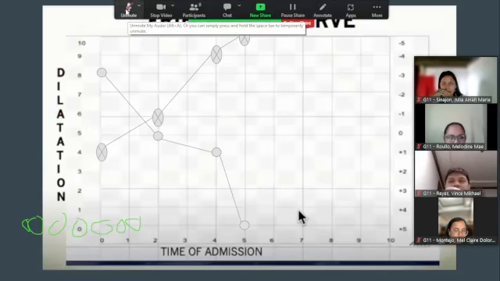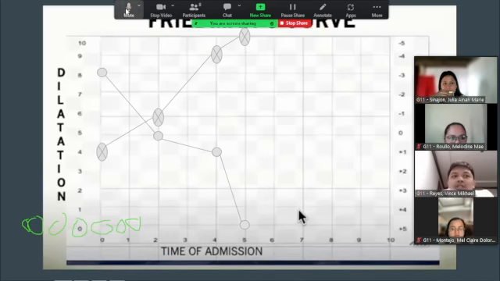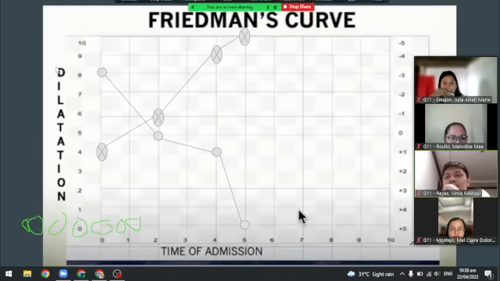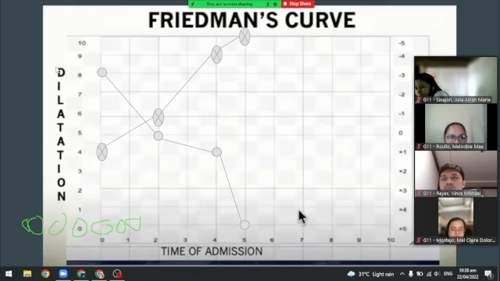Only one Friedman's curve? Yes, doc. Okay, you study more on the CTG reading. The different decelerations, the causes of different decelerations, what's category 1, what's category 2, and what's category 3.